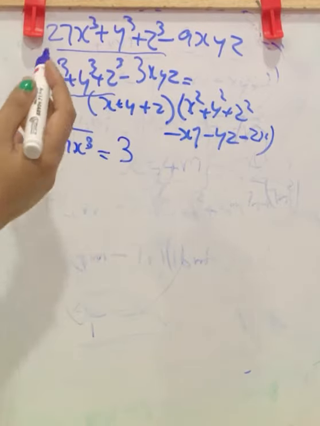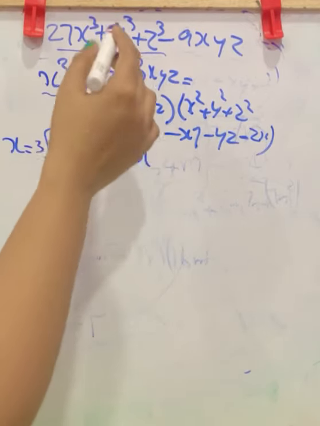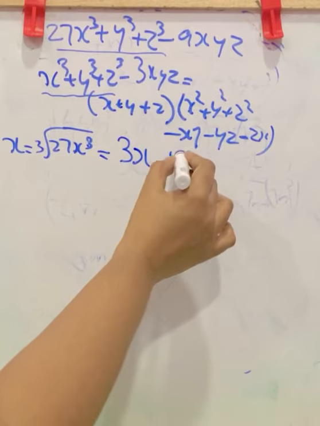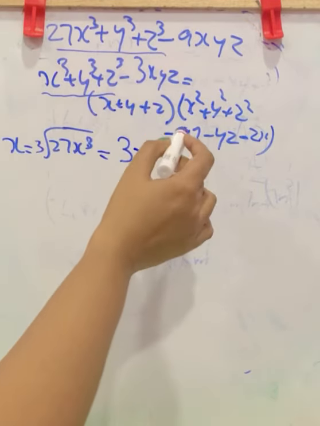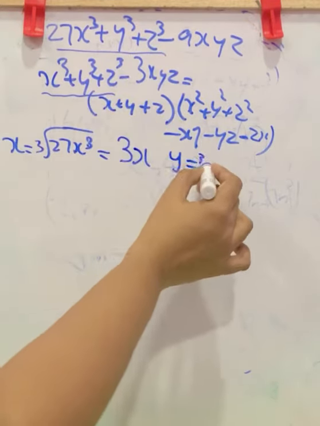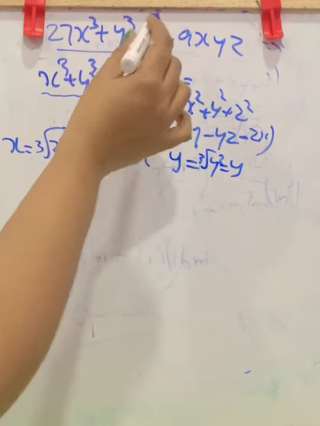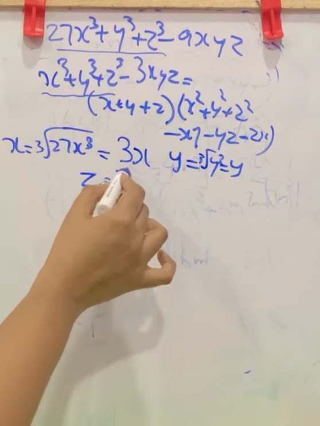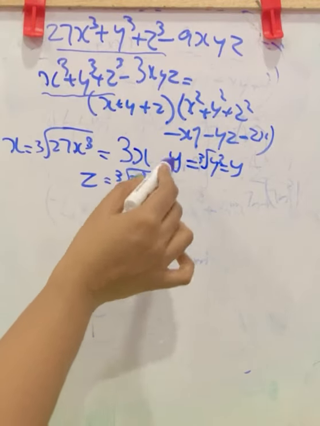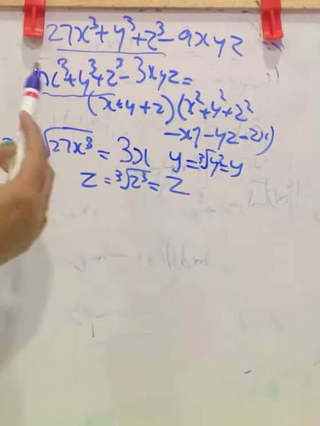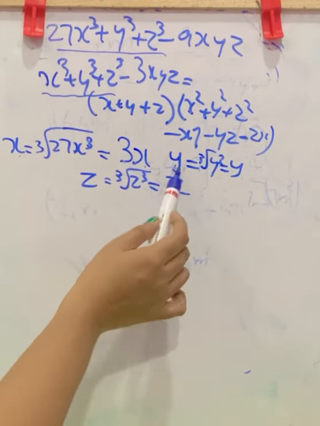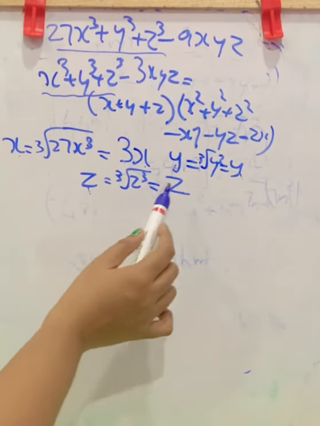X cube's cube root is x. Now y cube's cube root will be y, that is the cube root of y cube, that is y. Now to find z, you take the cube root of z cube, that is z cube's cube root will be z. So x is 3x, y is y itself, z is z.